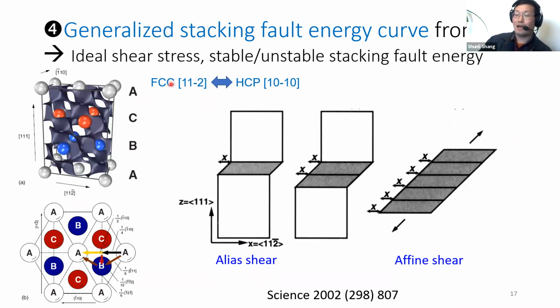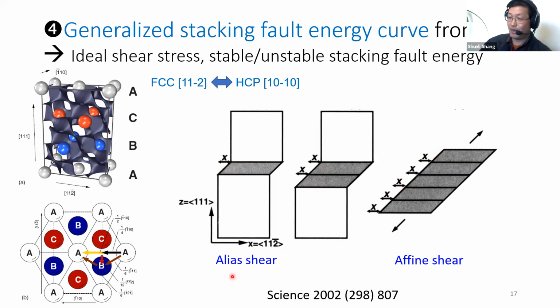The last kind of properties we call the properties from the generalized stacking fault energy curve. This curve can be predicted from DFT. We use the shear deformations. These shear deformations, based on this shear, can involve one plane, two planes, or many planes.